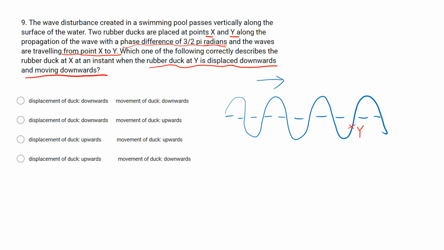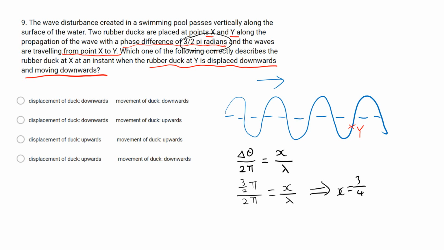Next, our job is to identify where is a possible position for rubber duck x. The hint to us is x and y has a phase difference of 3/2 pi radians. So recalling the phase difference formula, that is phase difference over 2 pi is equals to separation over lambda. Given that phase difference is 3/2 pi, we can easily find our x. Realize that x is actually equals to 3/4 lambda.